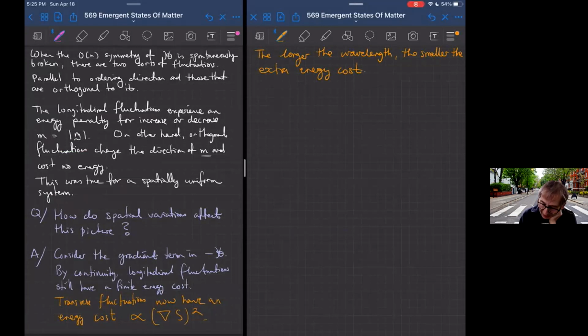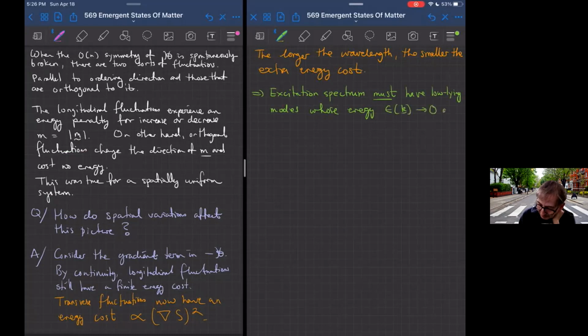So what that means then is that if I look at the excitation spectrum of the system, it must have low-lying modes, whose energy, which I'm going to call epsilon of k, has to go to 0 as k goes to 0.